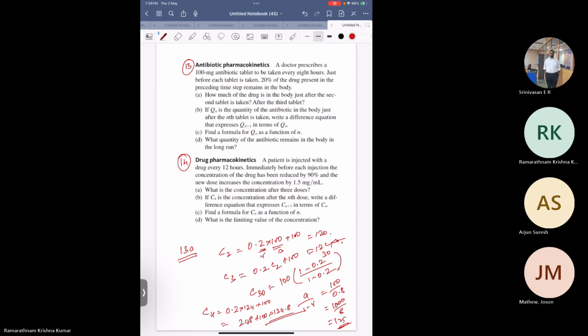Isn't it interesting? Did you think about it like this? If you are giving an injection, by the fourth day the concentration in the blood will be the same. It won't increase. So we found the formula, and the long run that we had seen is 125. We have seen all these problems.